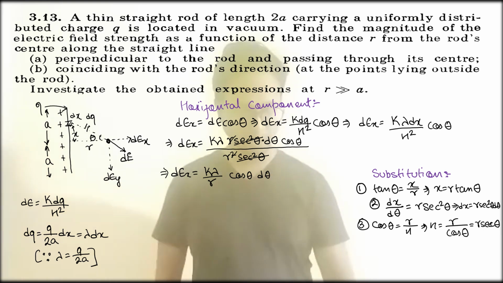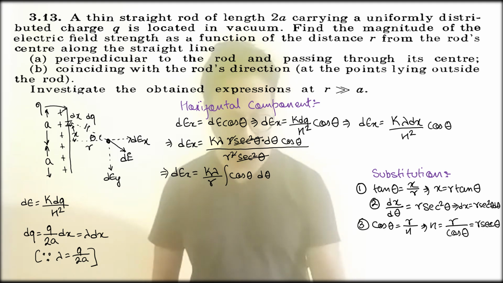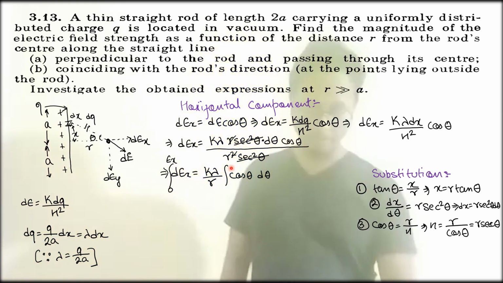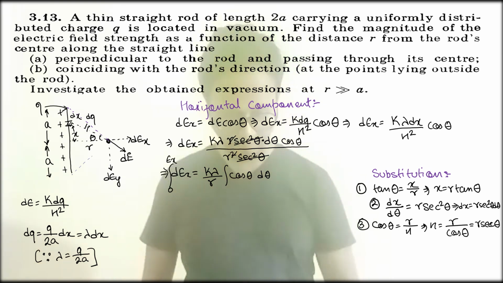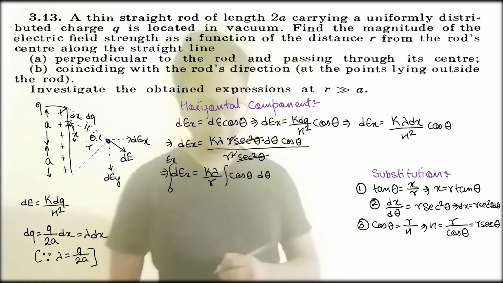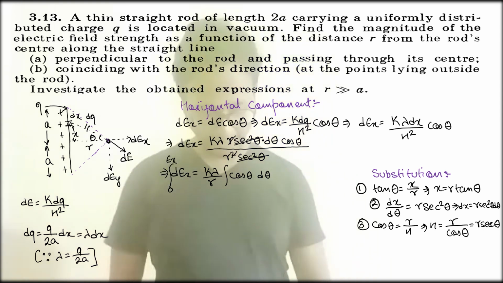But the problem is, what are the limits to this integral? We have to integrate this, no? But what are the limits to this integral? To find out the limits, what you have to do is draw two lines from the ends of the straight line to the point where the electric field is found out. Okay, this angle would be phi a, and this angle would be minus of phi b.